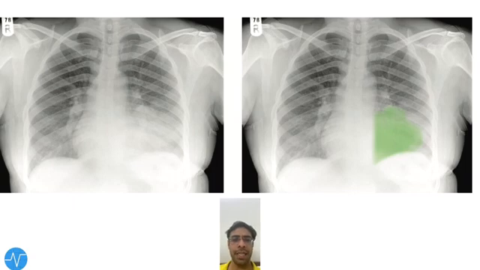Let us take another example. Here we can see the pathology highlighted in green. This is near the left heart border. Both the structures are in contact with each other and therefore the density is also the same. Therefore the left heart border is not seen. So if the left heart border is not seen and there is a pathology near it, we can use silhouette sign to locate that this pathology is of the lingular lobe, and the diagnosis is lingular lobe pathology.